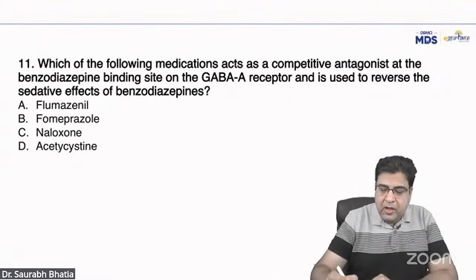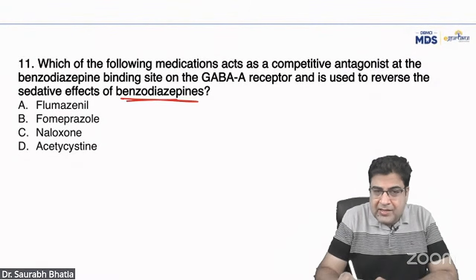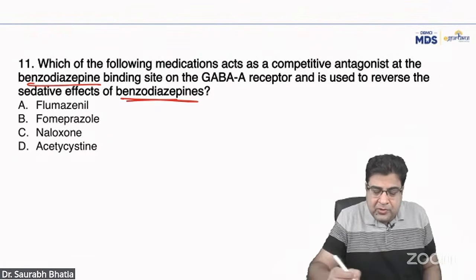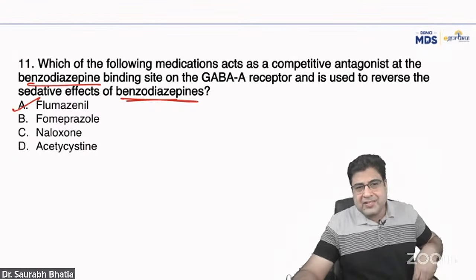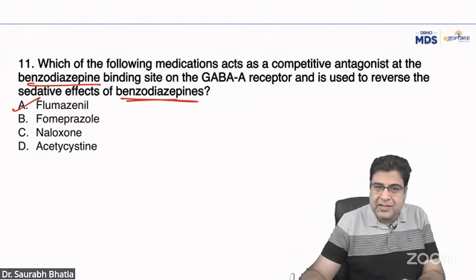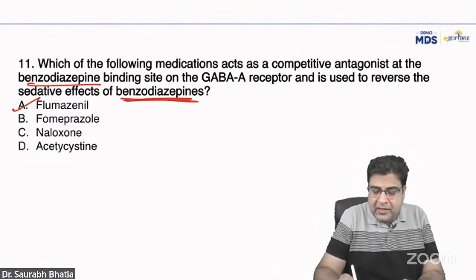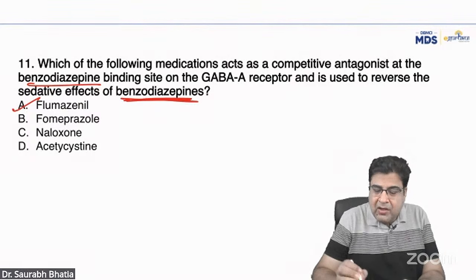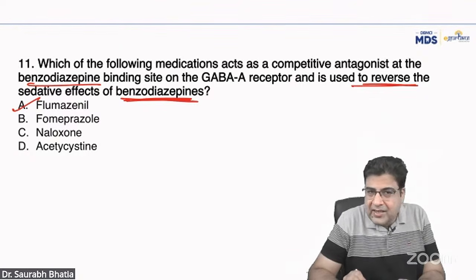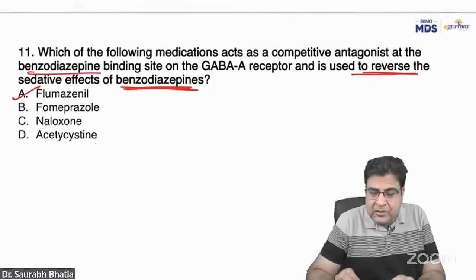Question number 11. Question number 11 they have asked you the benzodiazepine toxicity. So benzodiazepine toxicity का antidote. So this is directly from our notes, flumazenil. So flumazenil is the antidote of choice for benzodiazepine toxicity. So patient has taken benzodiazepine, patient has got toxicity. Which medicine is given to reverse the symptom? Answer is flumazenil. So flumazenil is antidote of benzodiazepine.